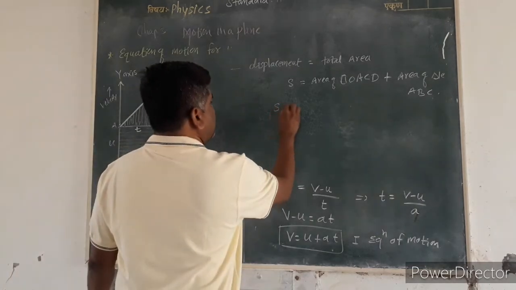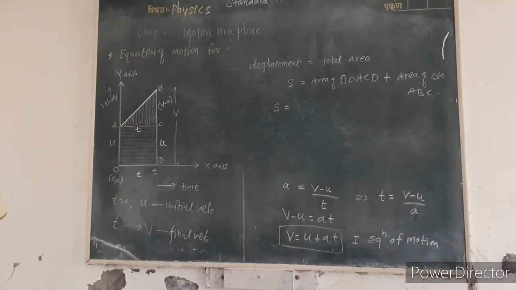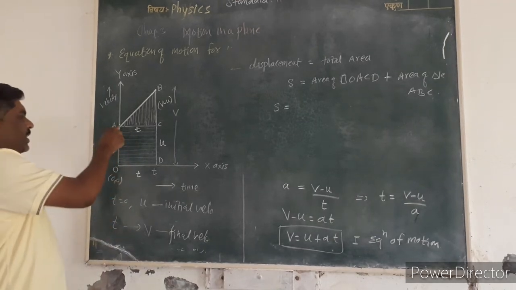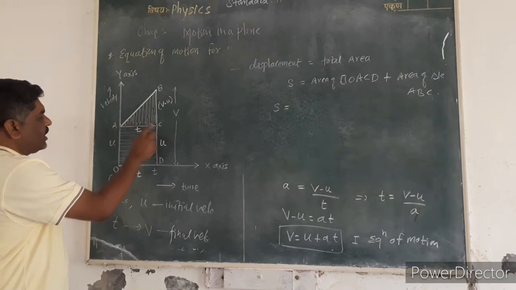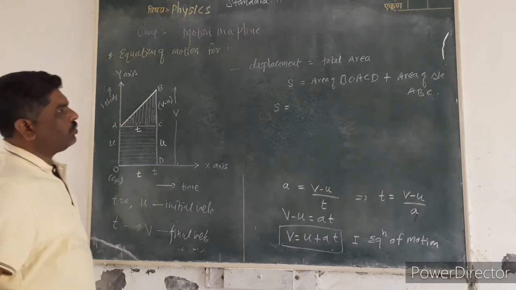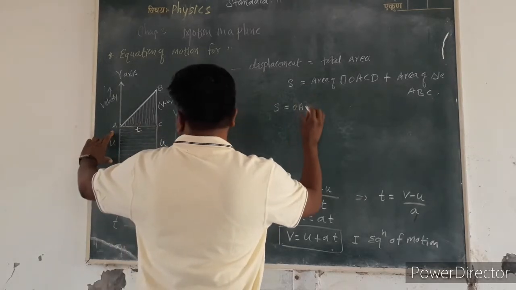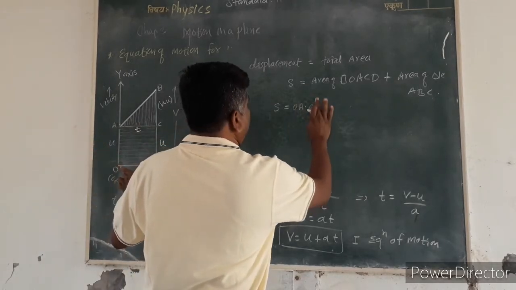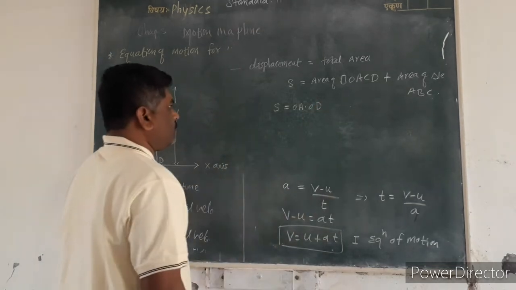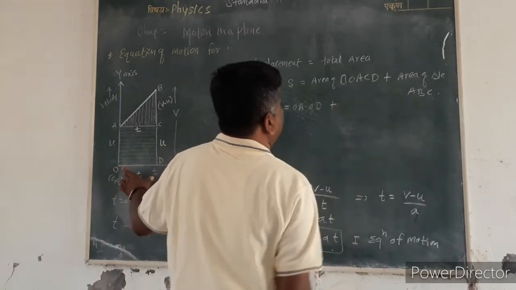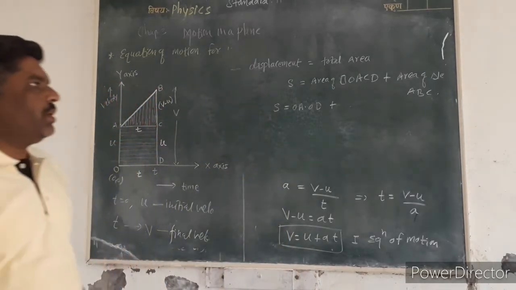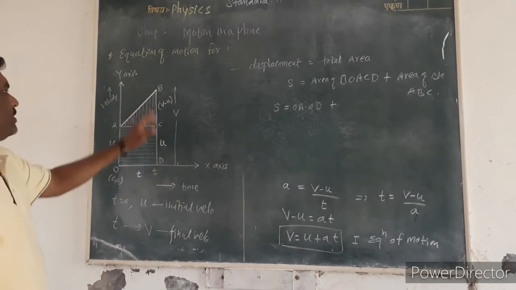Therefore, S is displacement. S is equal to the area of OACD. The area means length times width. We consider the length as u and the width as t, so OA into OD. This is the area of OACD plus the area of triangle ABC.